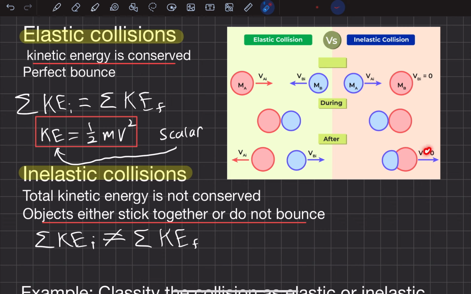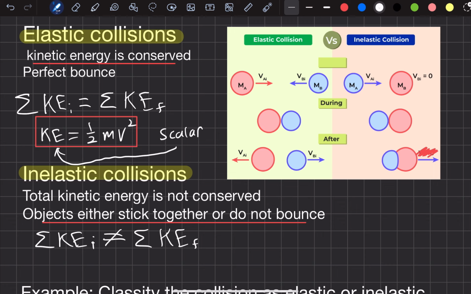Now, this velocity 0 here actually should not be the case. So let's go ahead and just get rid of that. It will have some velocity, because remember, all collisions conserve momentum. The total momentum is conserved no matter which type of collision we're talking about. It's just that elastic conserves kinetic energy, and inelastic does not. So that's the other point about inelastic collisions we need to talk about. Total kinetic energy is not conserved.